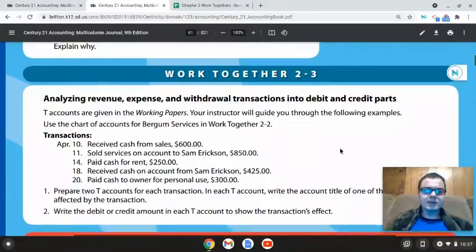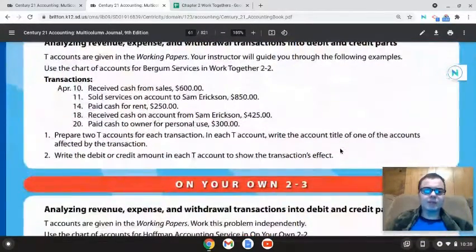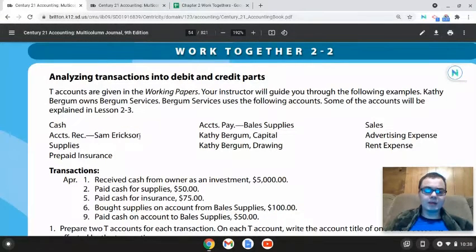So the instructions say, T accounts are given in the working papers. Your instructor will guide you through the following examples. Use the chart of accounts for Bergam Services and work together 2-2. Alright, so I have already pulled up the chart of accounts from work together 2-2 in another tab, just in case we need to use it for reference. So here it is.